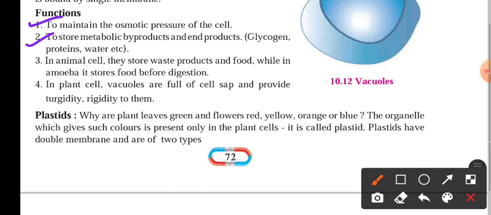In animal cells, they store waste products and food, while in amoeba, it stores food before digestion. And when digestion is supposed to take place for the food, the vacuoles release them for the digestion. In plant cells, vacuoles are full of cell sap and provide turgidity or rigidity to them.